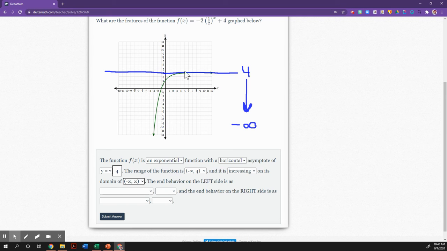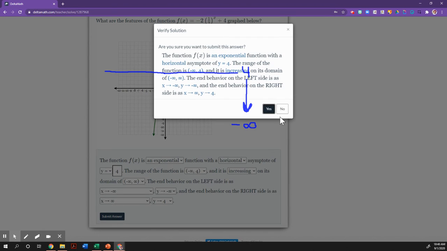The end behavior on the left-hand side: as x goes to negative infinity, my y values go to negative infinity. And the end behavior on the right: as x goes to positive infinity, my y values approach 4. All right, submit my answer. Let's erase this so it's not in the way. Let's see how we did.